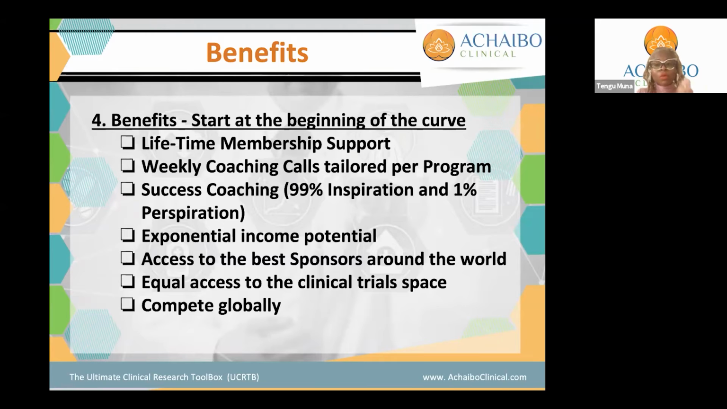And if you saw on the map, which I went through before, is this greenness. I mean, it's an industry that is not saturated, will not be saturated anytime soon. And so it's a good place to be. And so our goal is to give you that lifetime membership support. Make sure that you attend your weekly coaching calls, and then, of course, give you the success coaching that you need so that you can have exponential income potential.